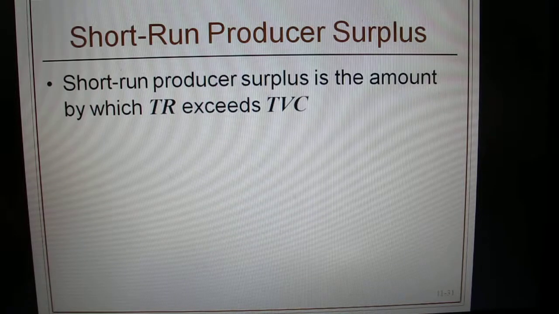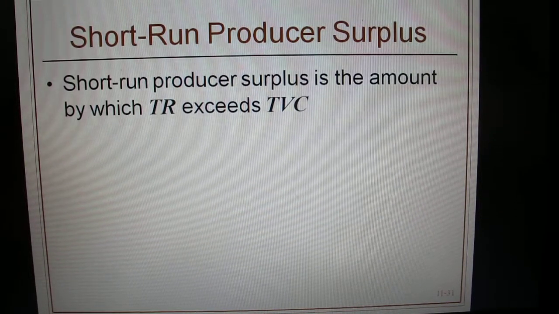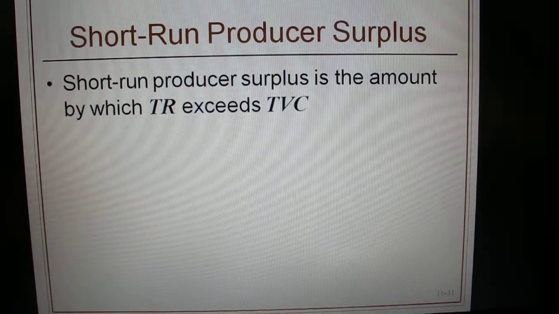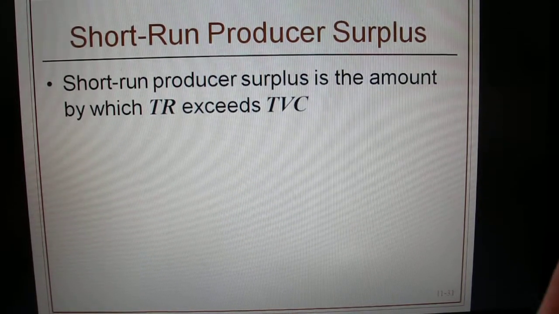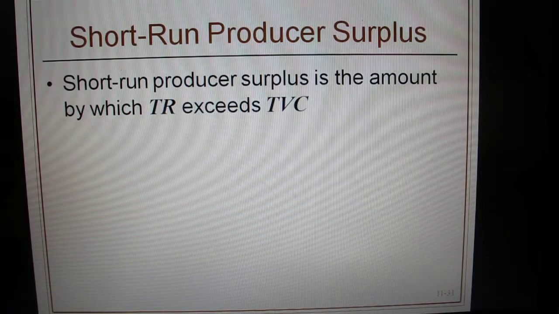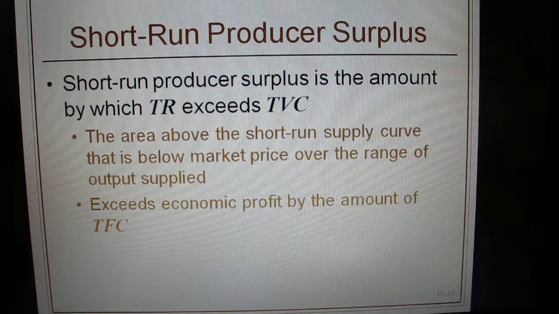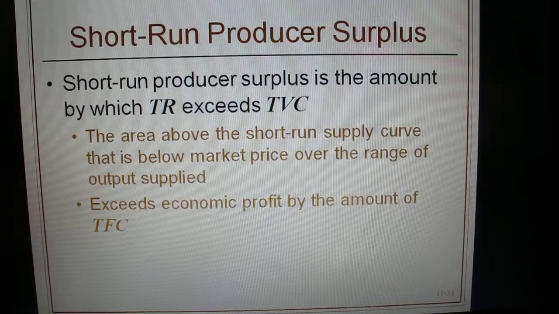How about short run producer surplus? The short run producer surplus is the amount by which total revenue exceeds total variable cost. And this is the area above the short run supply curve that is below the market price over the range of output supplied, and it's going to exceed economic profit by the amount of total fixed cost.